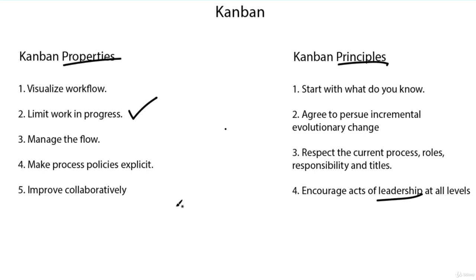And finally, improve collaboratively. What we mean by this is we want to improve as a group. We want to improve collaboratively. We want to improve together. We don't want to make just small changes top down, meaning the leader looks at it all and says, we're making this change. We want to improve as a group. So we want to have group meetings. We want to have issues brought up. We want to maybe bring in the stakeholders as well. And we want to have these little meetings, these collaborations about how we're going to improve.